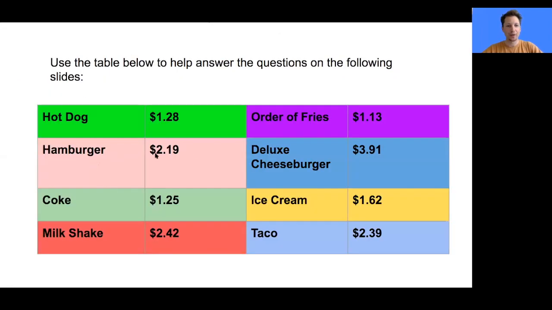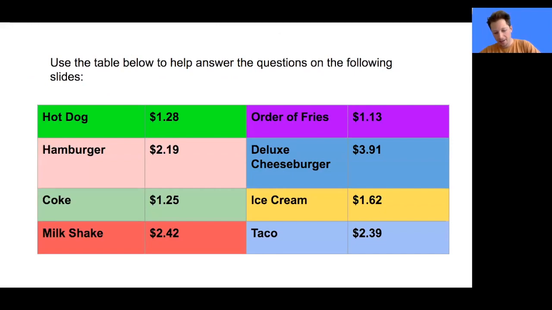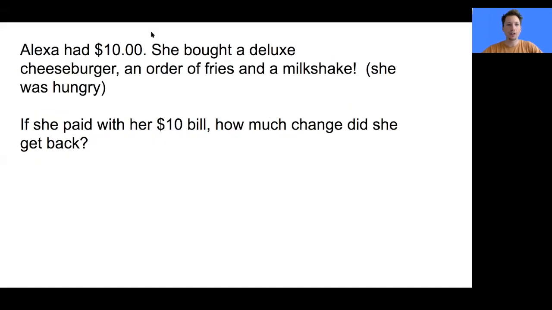All right, so deluxe, I'm gonna write this on a different piece of paper while I'm here. Deluxe cheeseburger is $3.91, and order of fries is $1.13, and then what was it, a milkshake? That's right, a milkshake is $2.42. So what I need to do is write all of these down. All right.